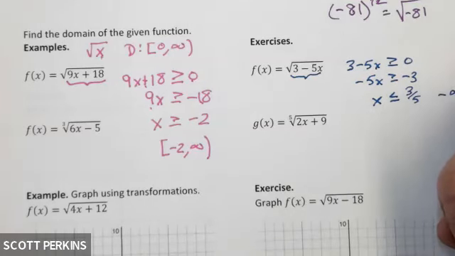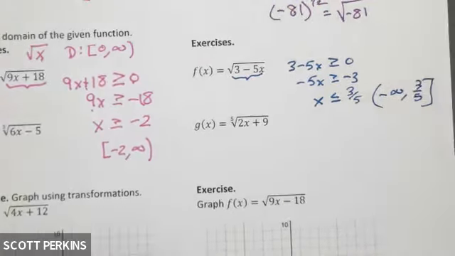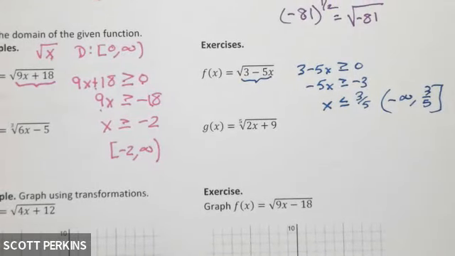So that means now we're going from negative infinity, we're stopping at the 3 over 5, and that is my interval. Oops, sorry, I'm off the screen again. Can't control myself. There we go.